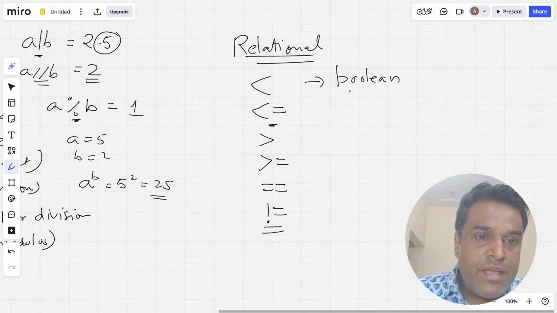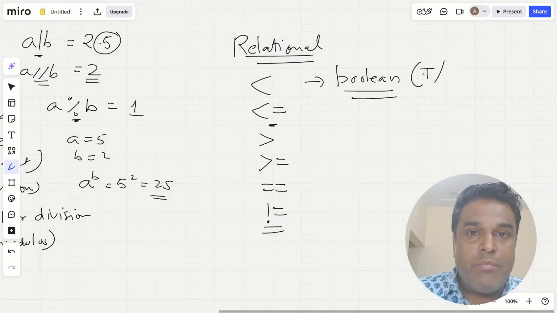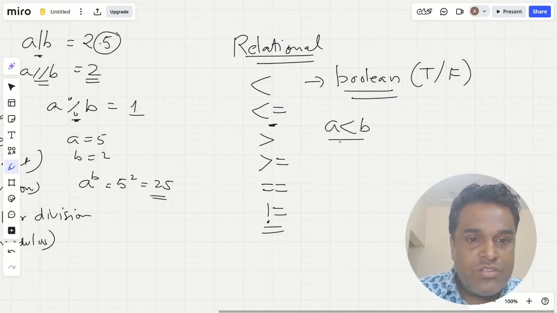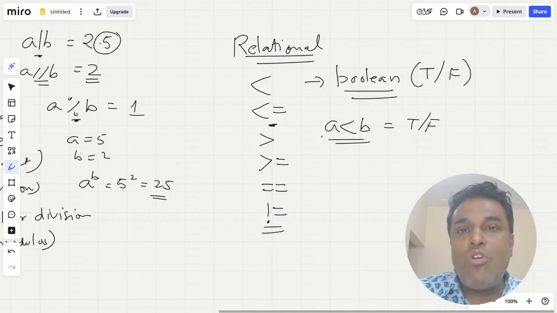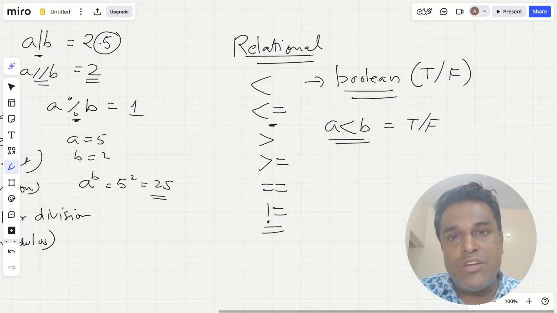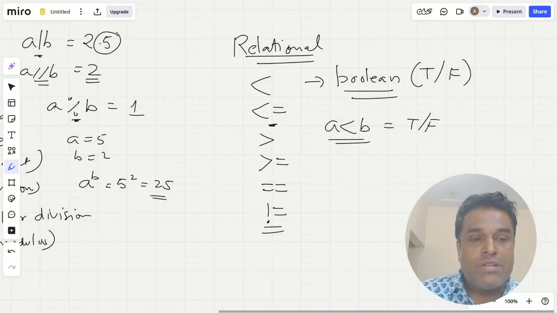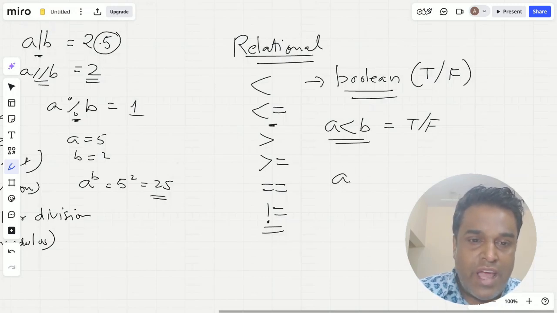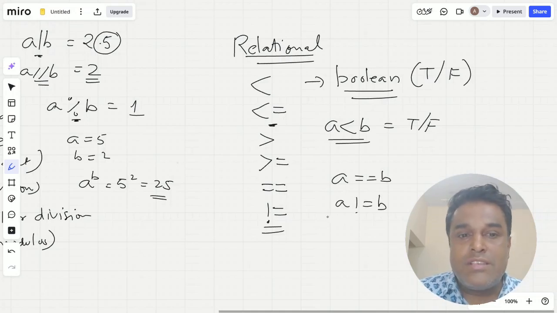This is very, very important to understand. Boolean means, at least Boolean means, either it can be true or false. That is what Boolean means. So if I say A less than B, it is going to give me either true or false. So a relational operator will produce a Boolean value, either true or false. Please remember that. These are the relational operators for comparing values, like A equal to B, A not equal to B, and it is going to give me a Boolean value.